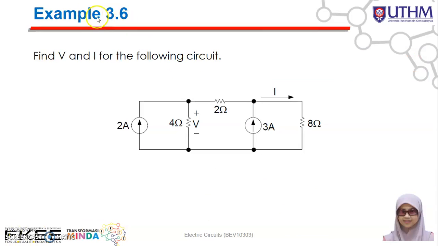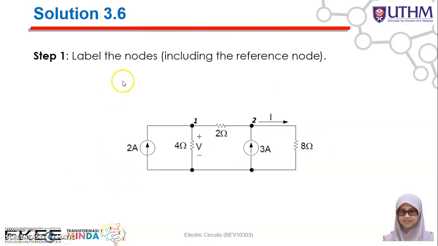Next we go to example 3.6. Based on the given circuit, we need to find the V and I. In this case, V is the voltage across the 4 ohm and I is the current flowing through the 8 ohm. We are going to solve this question by using nodal analysis. Let's have a look at the following solution.